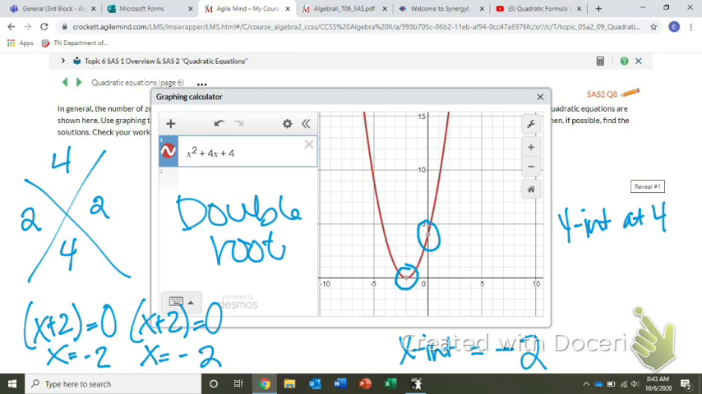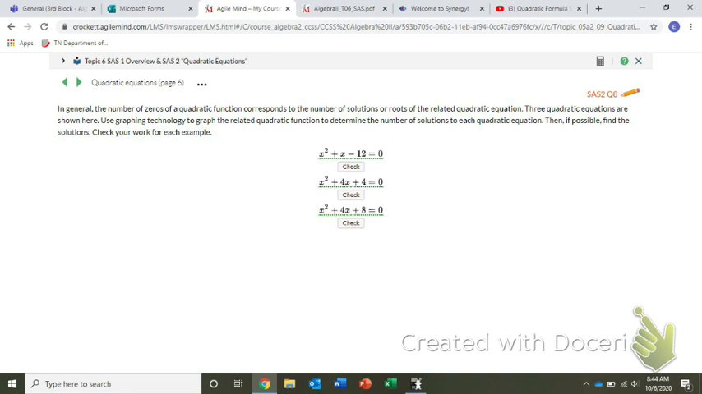All right, so this equation just has one solution, where on A we had two solutions. So remember, a quadratic can have at most two. So we've had two solutions, we've had one solution. So now, what do you think C is going to be? I bet I can guess. I bet it has none.